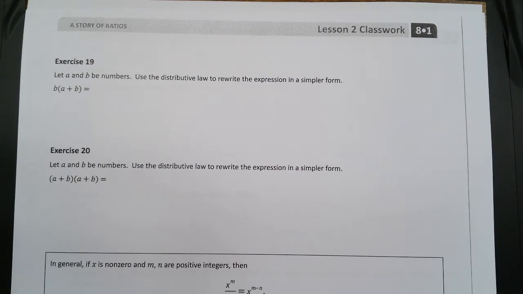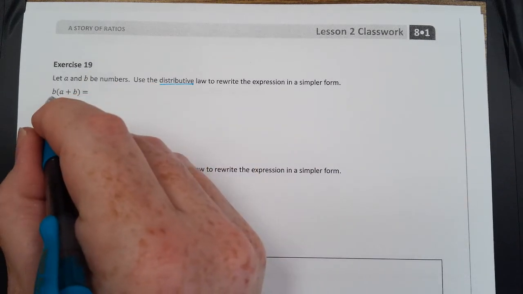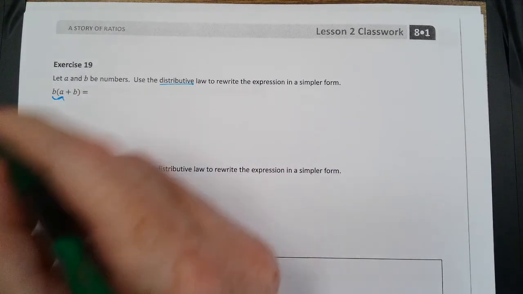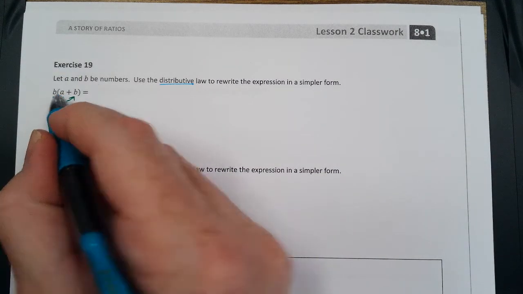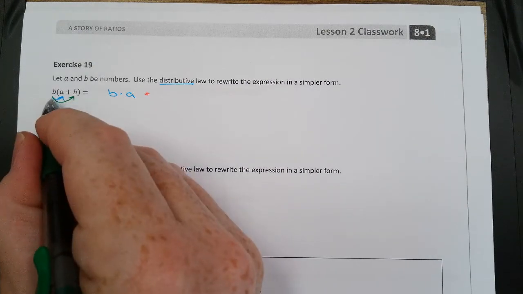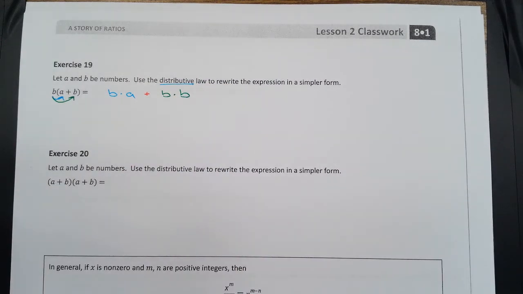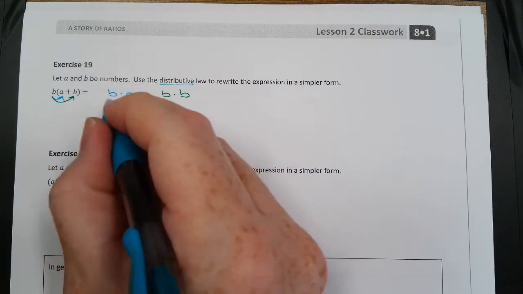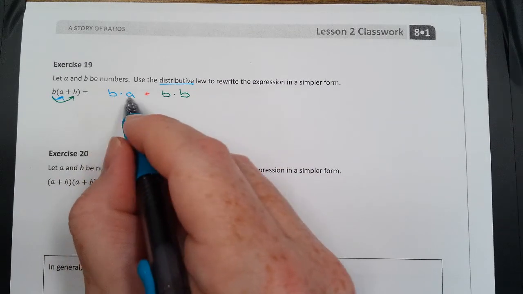Okay, hopefully you looked at the work and you said to yourself, this is the distributive property. So the B gets passed to the A, and the B gets passed to the B. So we do the B times the A, plus the B on the outside times the B on the inside, B times B. And the plus, remember, came from inside the parentheses. Now, B times A cannot be simplified, so we just leave it alone. We just say B times A.